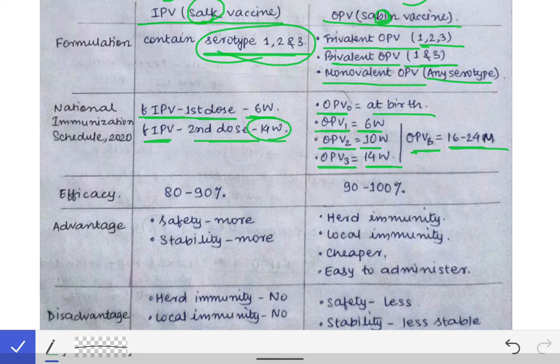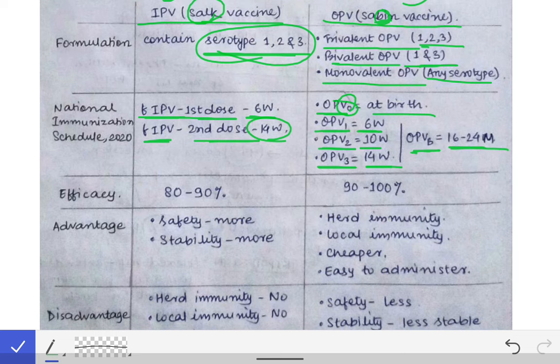Okay, this OPV 0 dose means it is a priming dose. The immunity is primed against the polio virus at birth. So this is a priming dose that is given at birth, and hence it is called OPV 0. So total 5 doses of the oral polio vaccines are given at birth, 6 weeks, 10 weeks, 14 weeks, and at 16 to 24 months.